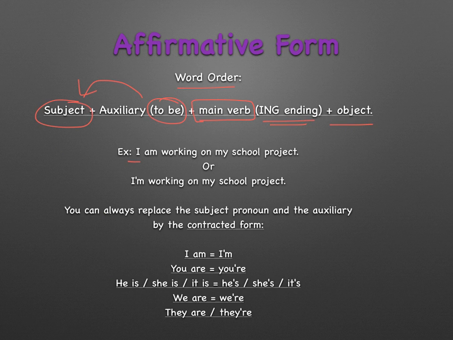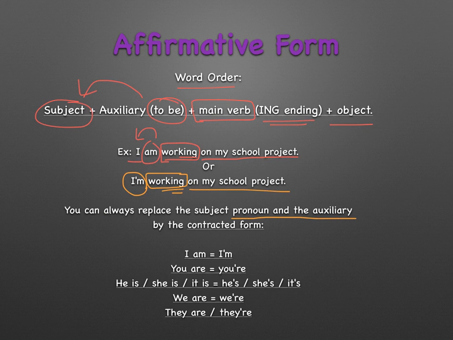Example, I, subject, I am, verb to be, working, action verb ending in ing, on my school project, object. Or you could use the contracted form. In that case, you will contract the pronoun and the auxiliary, I'm, then my action verb, working, ending with ing, on my school project, that's my object.